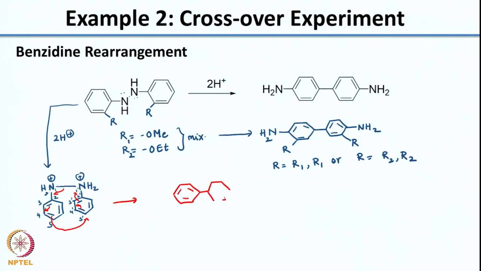And this happens in one step, which is why you do not see crossover. So, the crossover beautifully supports this 5,5 sigmatropic shift. So, this is again a very nice illustration of how you can use crossover to determine whether you have an intramolecular reaction or you have a fragmentation take place.